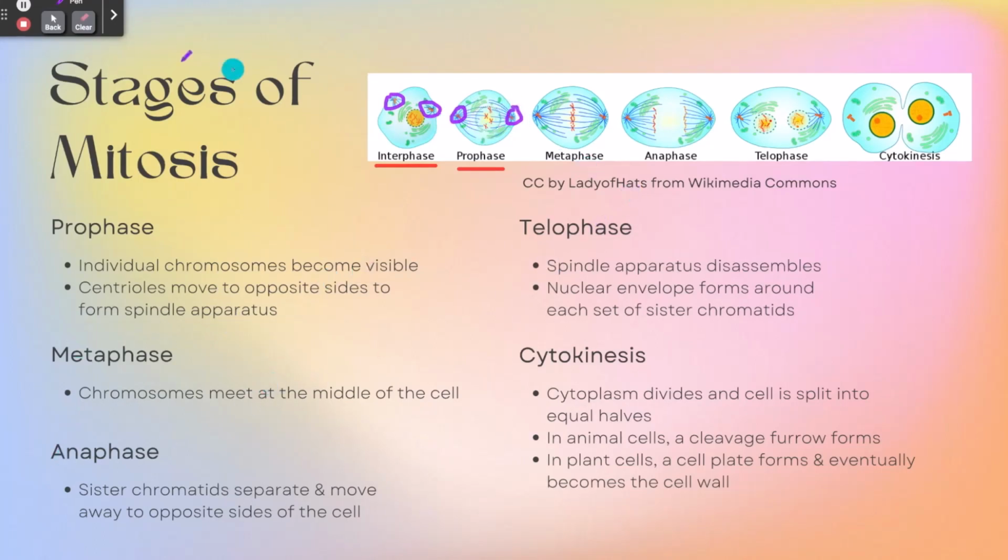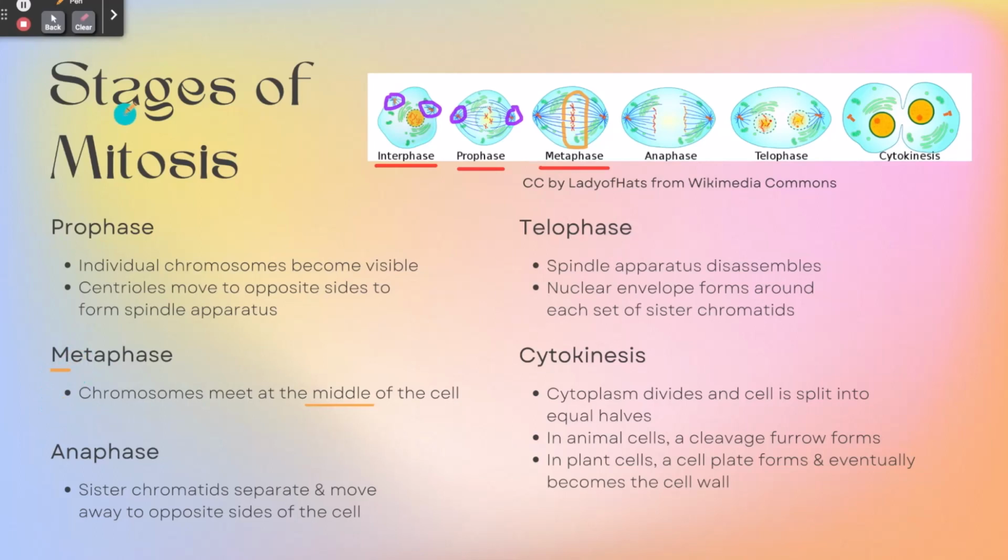The next stage we have is metaphase, which is where the chromosomes meet at the middle of the cell. So they are right here. I like to think of the M in metaphase as in middle. So yeah, metaphase for middle.